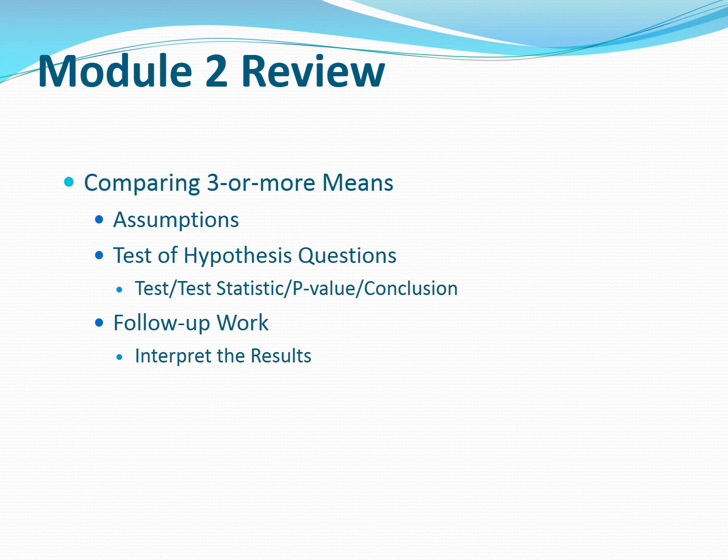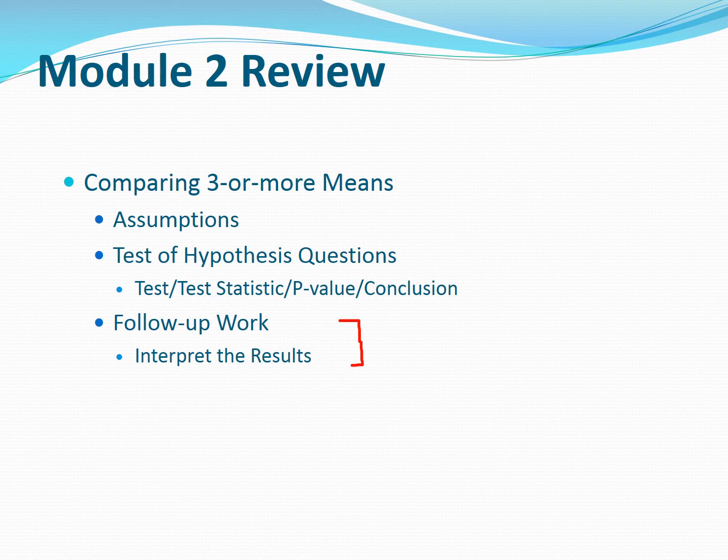I like to say all the assumptions come out to play for 3 or more means: random, independent, approximately normal, equal variances. You should be able to do a test hypothesis, go through the 4 steps. And then the newest piece, I think, in my opinion at least, is when you reject H naught, you're not done. We talked about the Bonferroni follow-up work and being able to interpret those results.